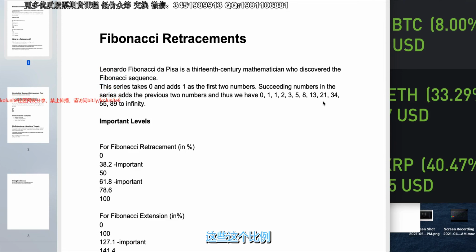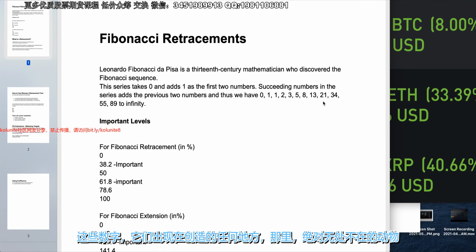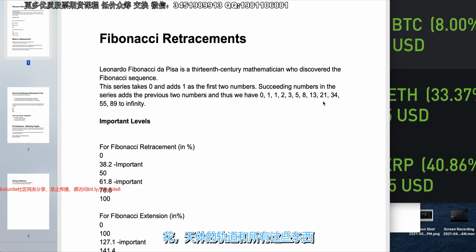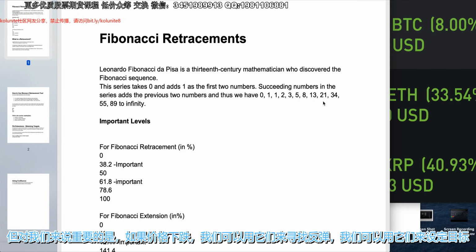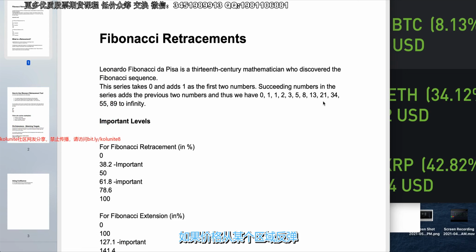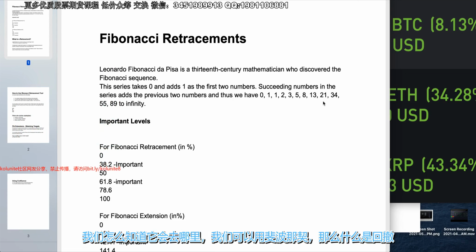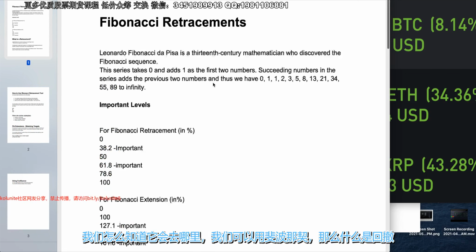Now these numbers show up everywhere in the creation. They're absolutely everywhere. Animals, flowers, the orbiting of the heavenly bodies, and all these things. But what's important for us is we can use them to find bounces if price is dipping. We can use them to set targets if price is bouncing off a certain area. How are we going to know where it's going to go? We can use Fibonacci.